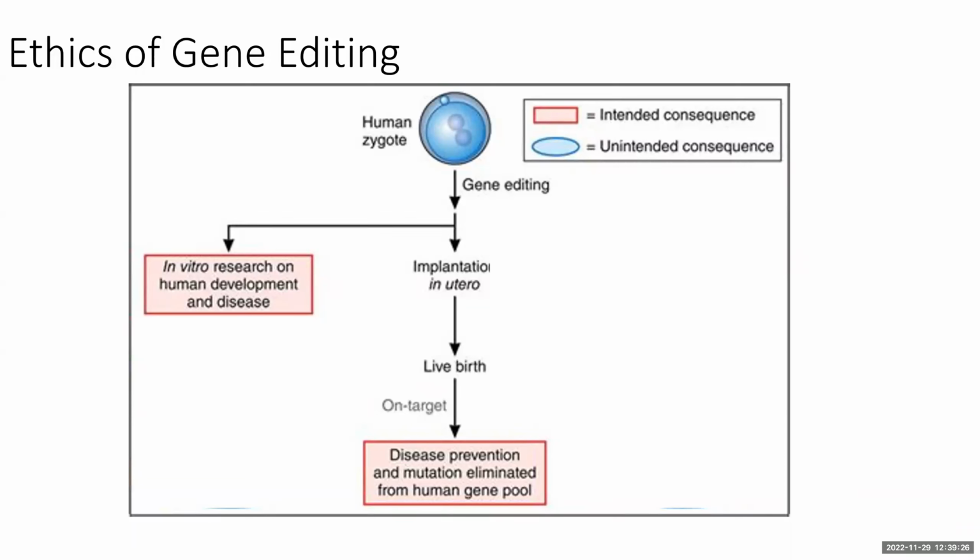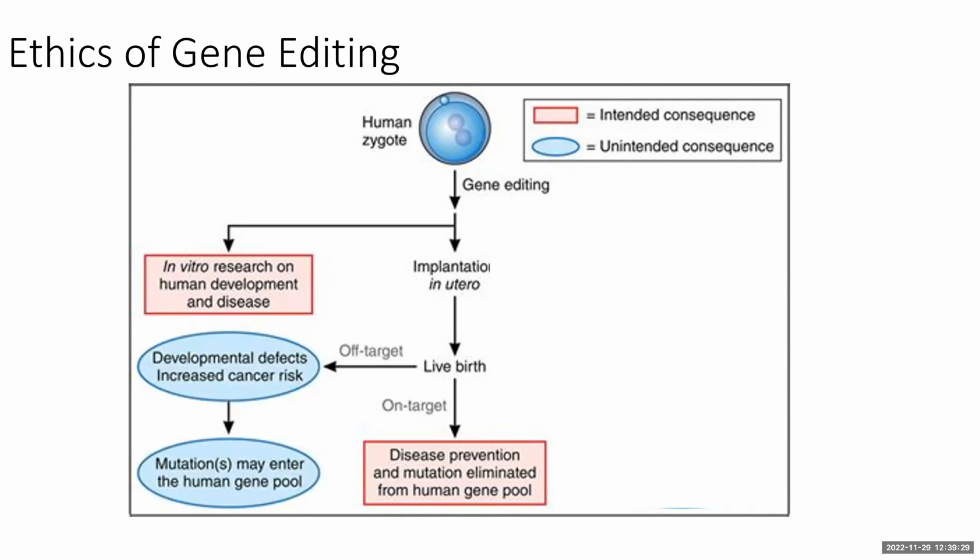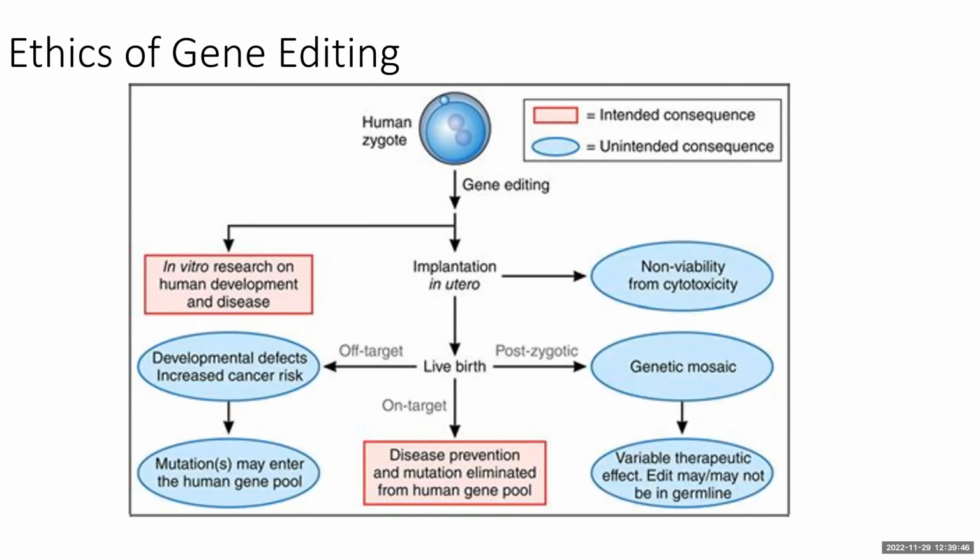But if there is an off-target effect, this could lead to developmental defects and cancer risk in the child, even if the repair occurs. And that mutation may enter the gene pool too. So while you may remove one, you may introduce another. You also might create cytotoxicity. This is an issue where you create changes in the embryo that cause the embryo to be unable to develop, even though it should be able to develop normally. Or you could have a situation where the insertion is partial. So the person still has the disorder, but not everywhere. Is that sufficient?